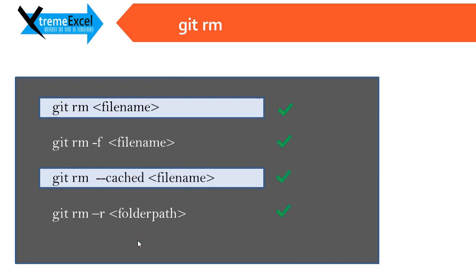Now, if you want to delete all the files in a folder, for that we have recursive deletion. So we can use git rm -r and then the folder path. It will delete all the files in that folder. So guys, that is all about git diff, git rm and git reset. I will see you in the next video. Goodbye till then.